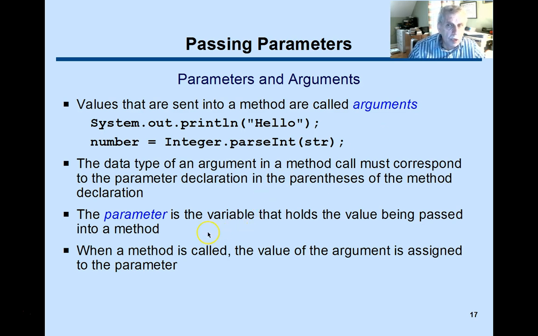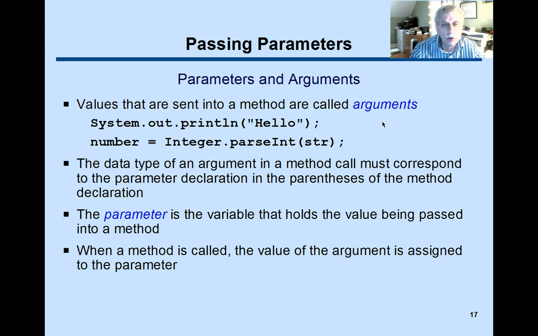Sometimes we refer to it a little bit differently. We may refer to the definition of the parameter as what we call a formal parameter. That announces what the expectations are of the method. And what we have referred to as an argument is called an actual parameter. That is the actual thing that's being passed in and will map to the formal parameter.